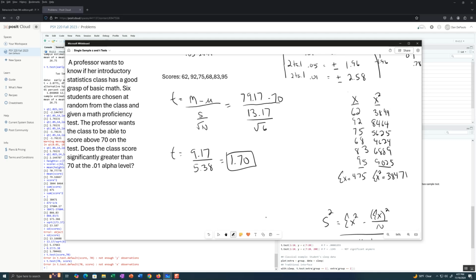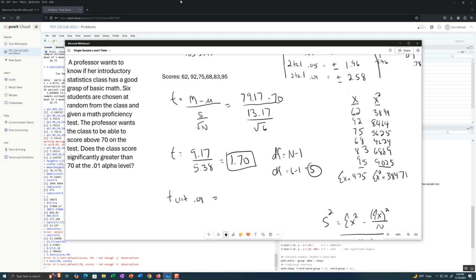So we know the degrees of freedom is n minus 1, so degrees of freedom here is 6 minus 1 equals 5. So I got 5 degrees of freedom. Now I'm looking for significantly greater, so that's a one-tailed test at 0.01 alpha. So I want T crit at 0.01 alpha for degrees of freedom 5.